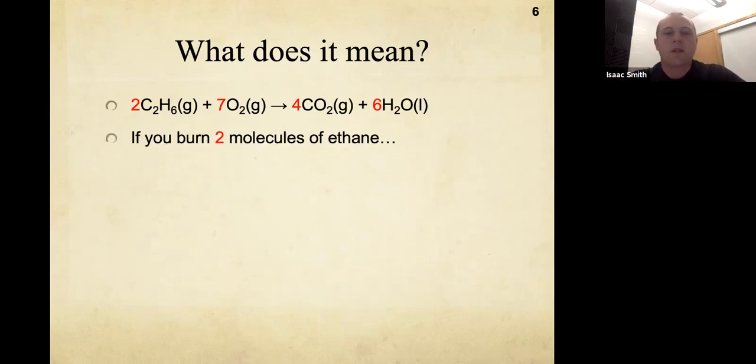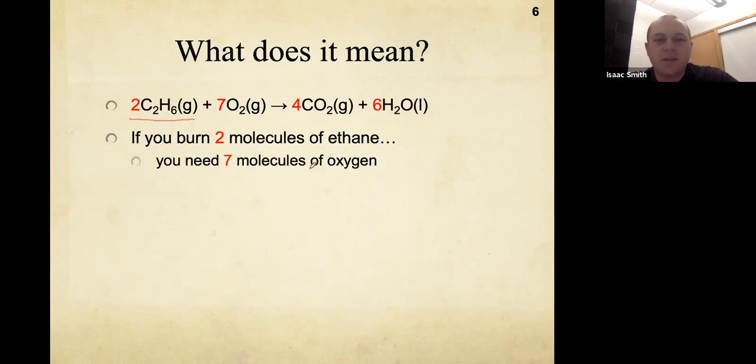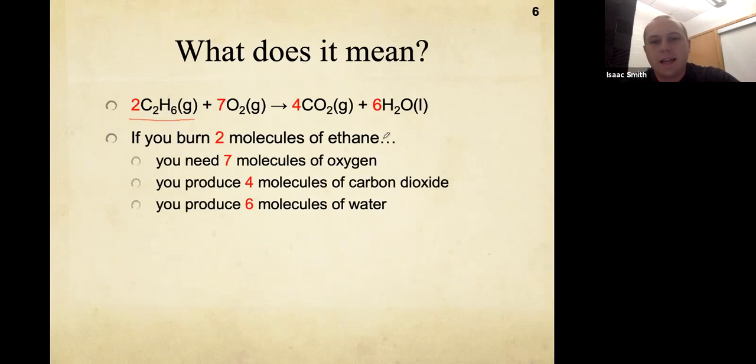Okay, so what these numbers really tell us is if you burn 2 molecules of ethane, we're going to need 7 molecules of oxygen. So for every 2 that we burn, we need 7 oxygen molecules. And then the arrow tells us what we produce. When this happens, we produce 4 molecules of carbon dioxide, and we produce 6 molecules of water. Okay, and that's what those coefficients are telling us.